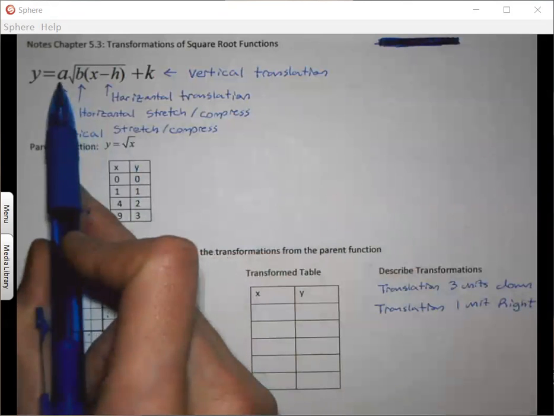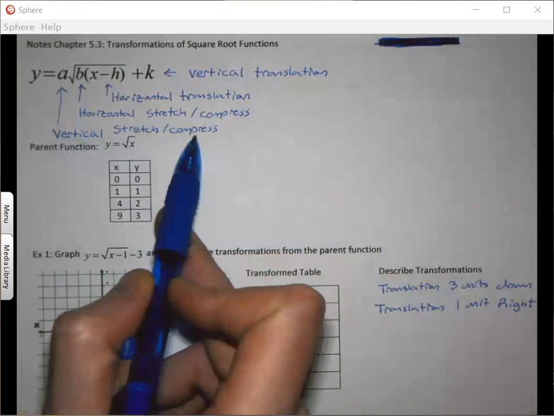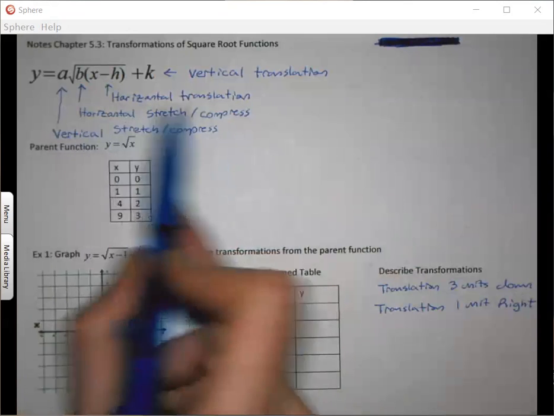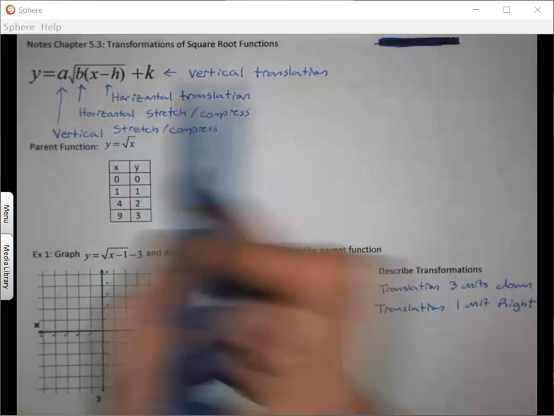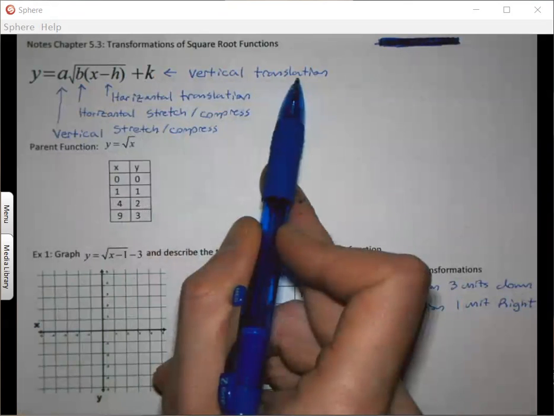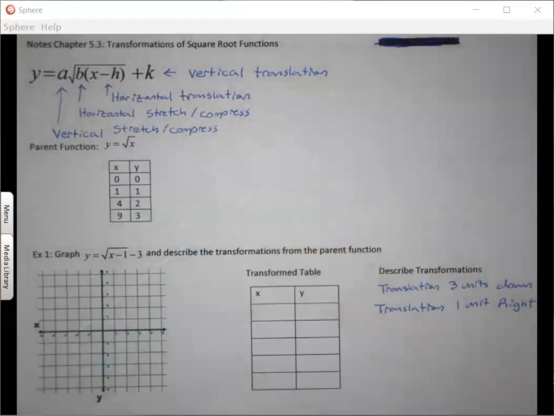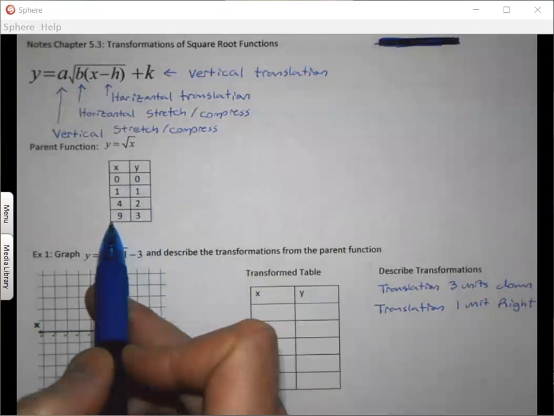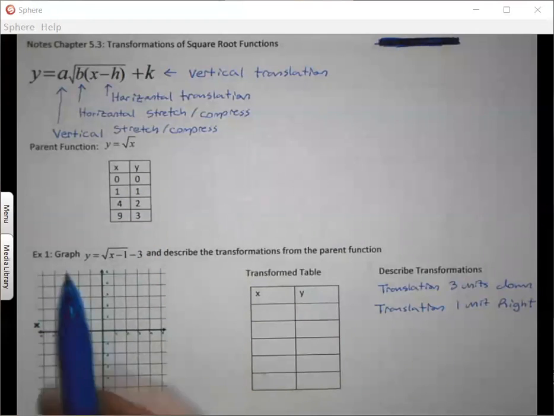So to review, A is a vertical stretch or compress, B is a horizontal stretch or compress, H is a horizontal translation, it's left or right, and K is a vertical translation, so that's up and down. So we have a table for our parent function to use for examples 1 and 2.